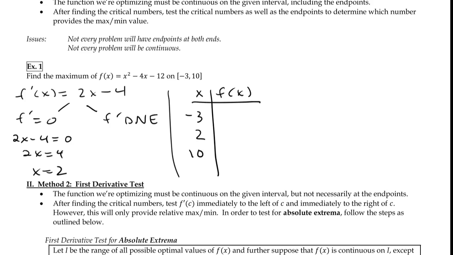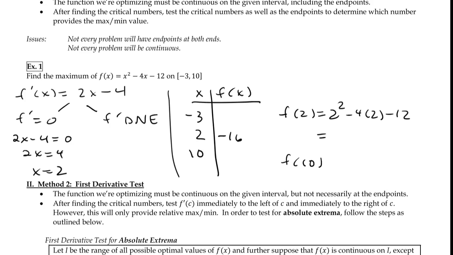We don't test them back in the derivative. That wouldn't make sense. We're saying what is the absolute max on the function. So we're going to sub all these numbers into here. I'll do a couple with you. Like if we want to find f of 2, that's going to be 2 squared minus 4 times 2 minus 12, which is going to be what? 4 minus 8 is -4, -16.